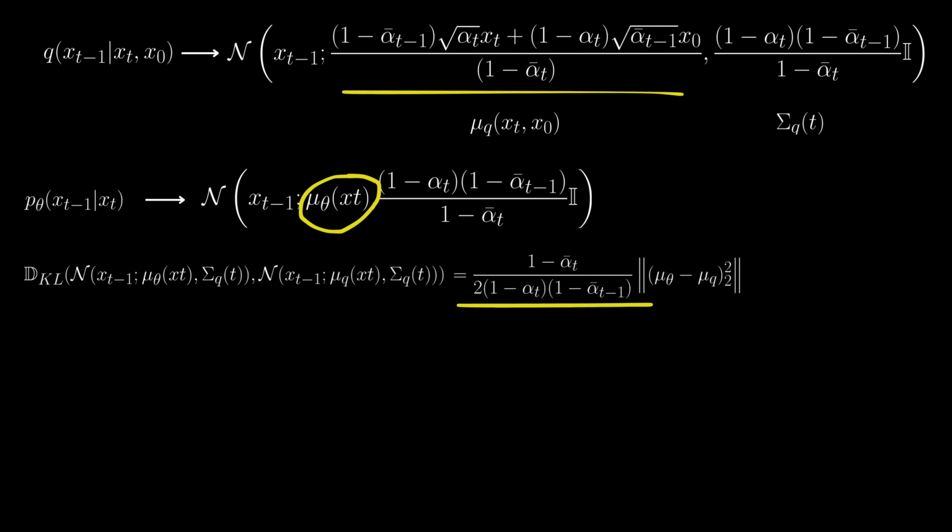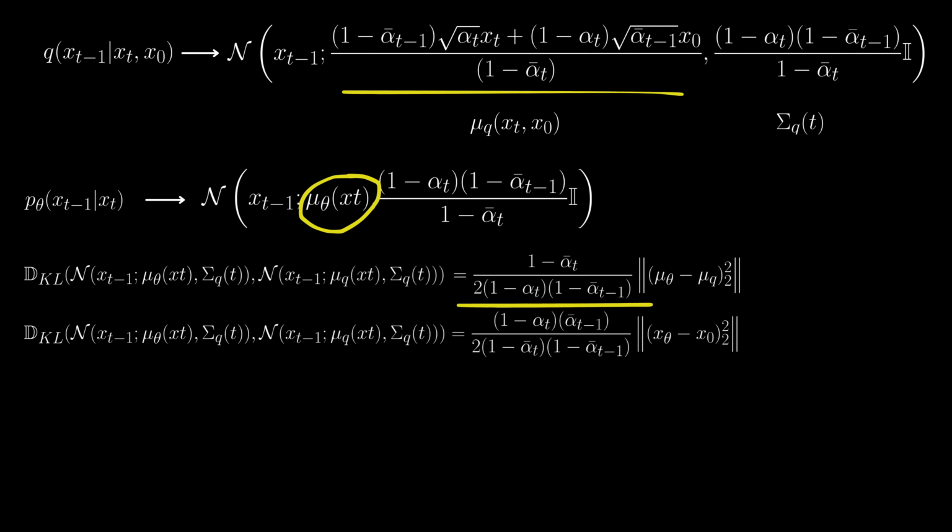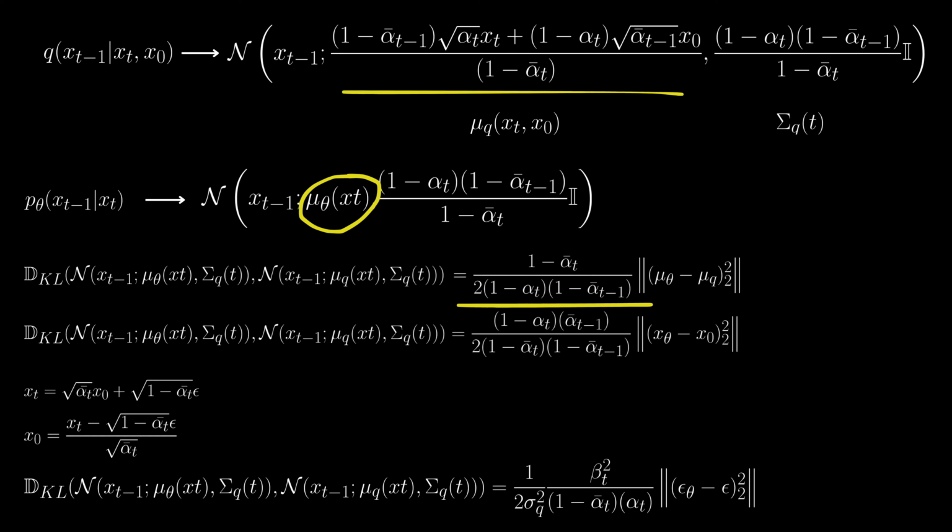Since this mean is nothing but a combination of x_t and x_0, this further gets simplified to squared difference between the original image and the predicted clean image. Furthermore, because of the formulation of the forward process, we can also rewrite x_0 in terms of x_t and the original noise added, or noise prediction. So we finally end up with the squared difference between original noise and noise prediction for each time step, again weighted by a factor for each time step t.